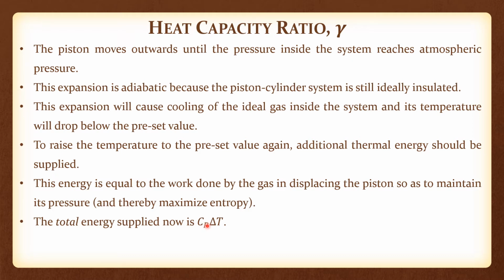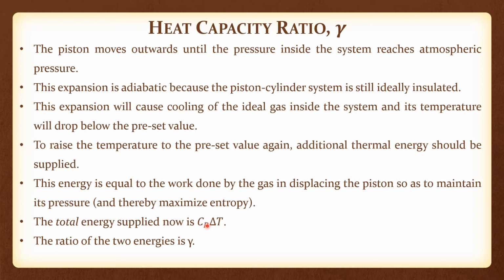So the total energy supplied now is Cp delta T. So what is the extra energy that was supplied? The extra energy was from Cv delta T to Cp delta T. From the constant volume case to the constant pressure case, the extra energy supplied was the work done by the gas to displace the piston from its original position to the new position corresponding to mechanical equilibrium, and thereby pressure being held constant. So that P delta V is the energy that has been additionally supplied.